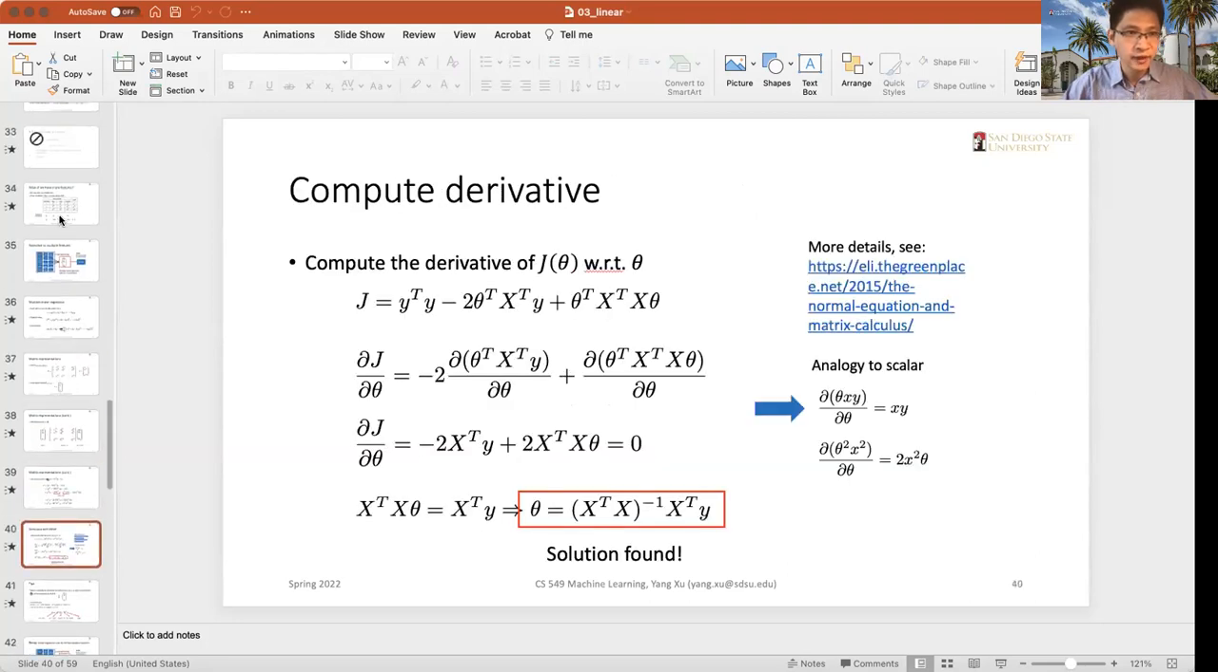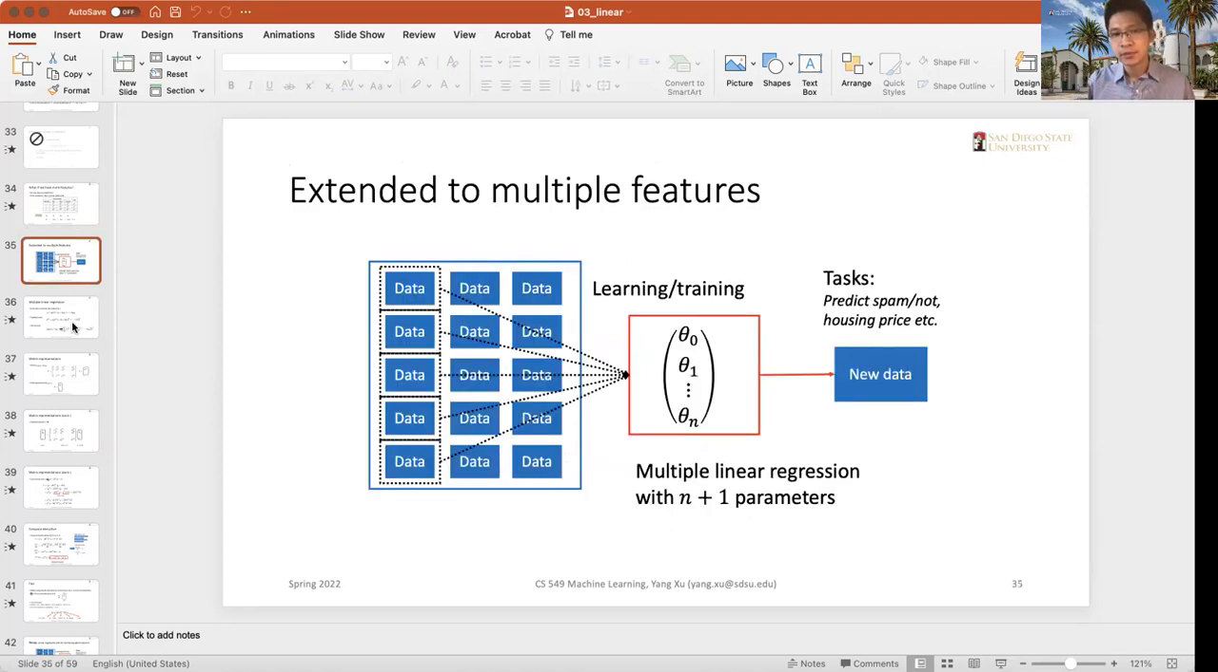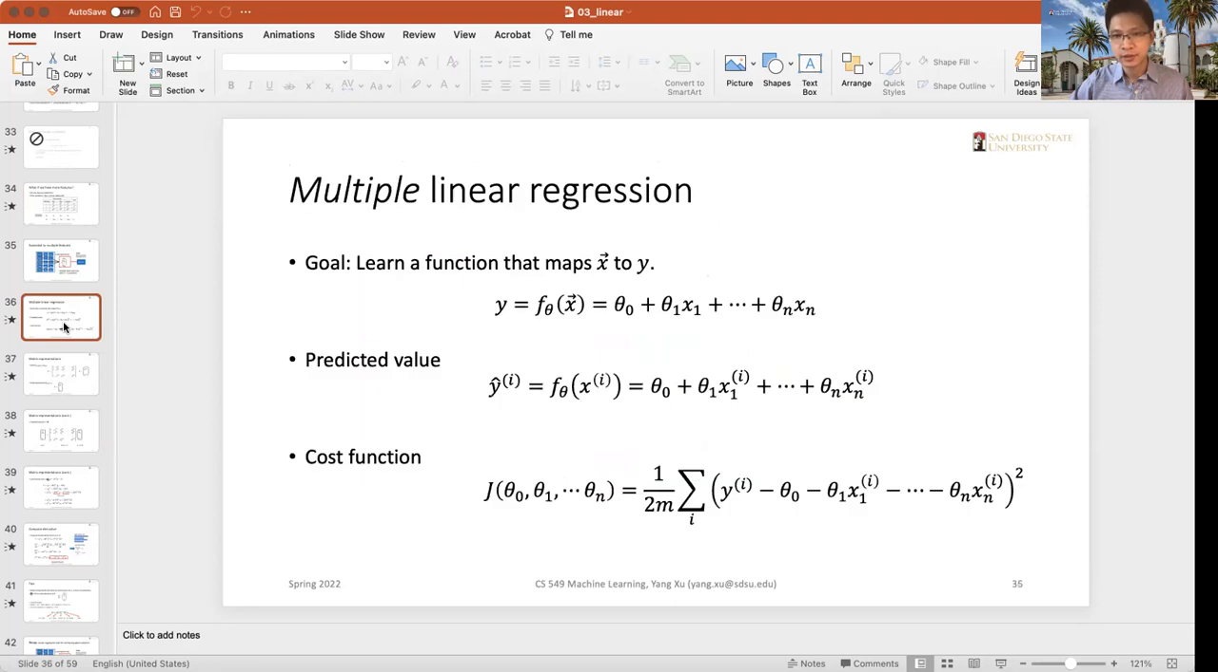Basically, we define the linear regression problem using the housing price prediction as an example. And when we introduce more features, more than one feature, it is more convenient if we can represent the data, the features, and the parameters using matrix and vector notations.